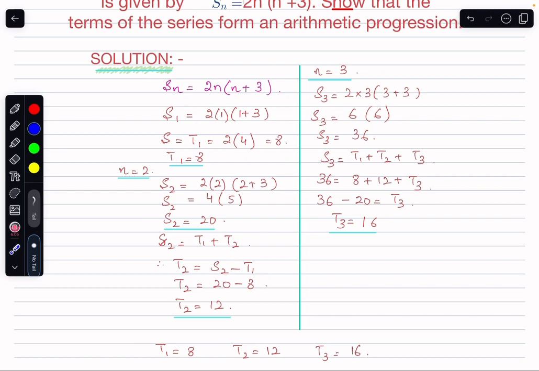Moving on to the third term, I shall substitute n with 3. 2 times 3 times (3 plus 3) gives me 6 times 6, so S3 is equal to 36. S3 is the sum of the first 3 terms, T1 plus T2 plus T3. T1 was 8 and T2 was 12, so T3 is equal to 36 minus 8 minus 12, or 36 minus 20. T3 comes out to be 16.